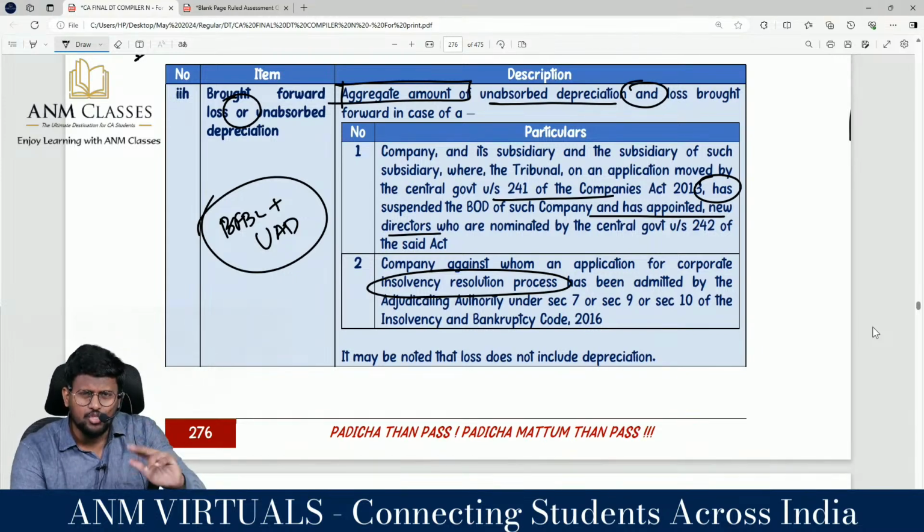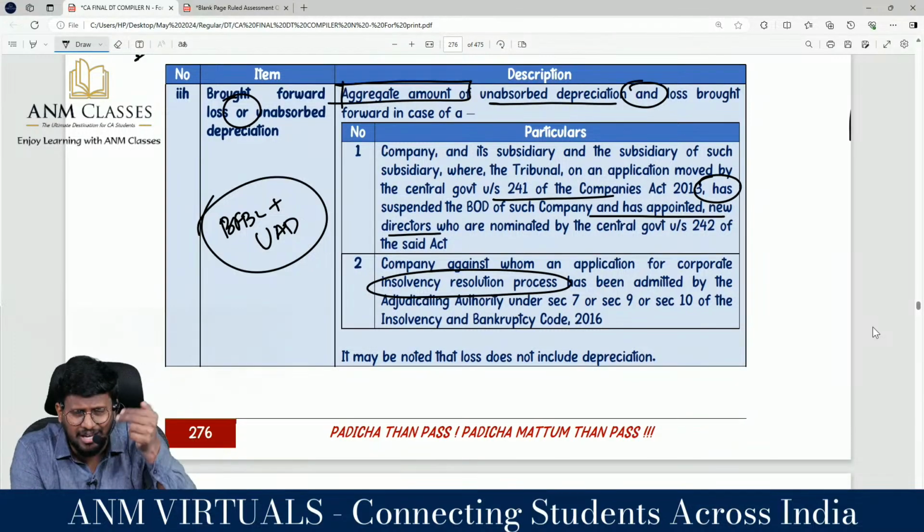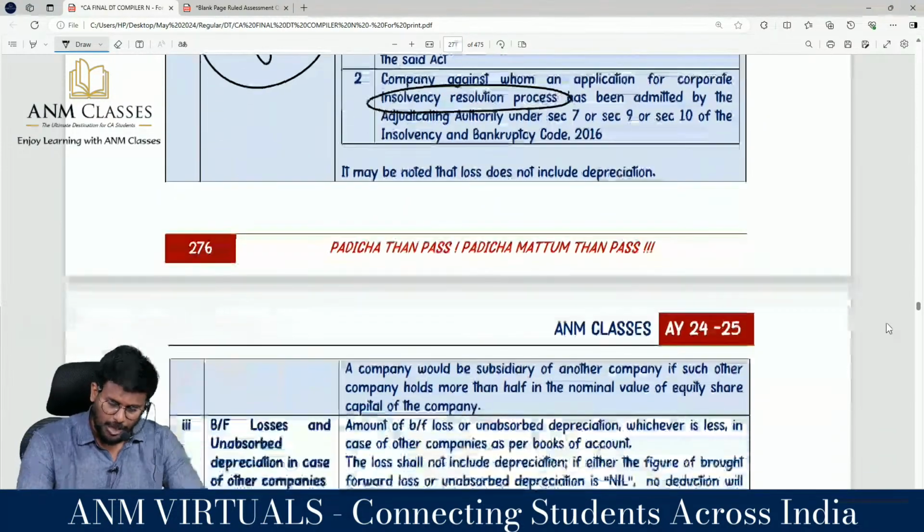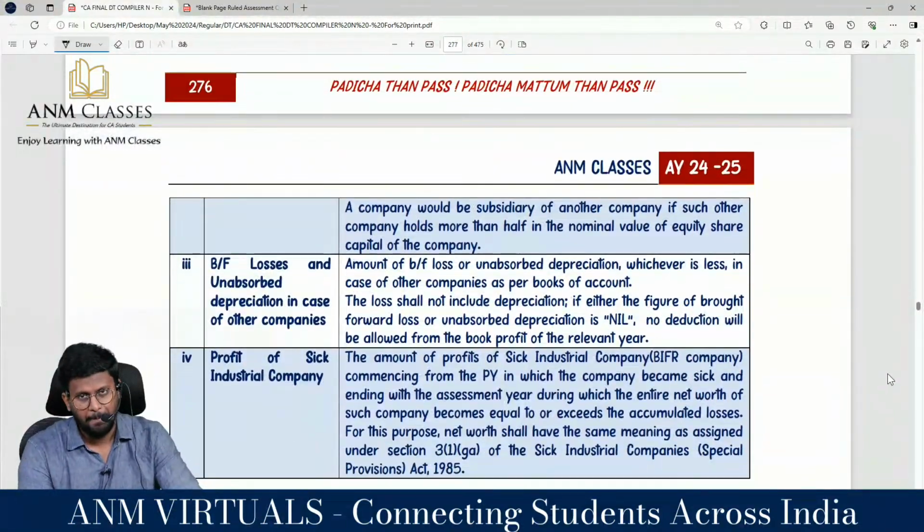So let them enjoy both brought forward business loss and unabsorbed depreciation. Let them reduce both. Still, if they are having book profit, let them pay the tax. Otherwise, don't disturb them. Allow them to happily enjoy.